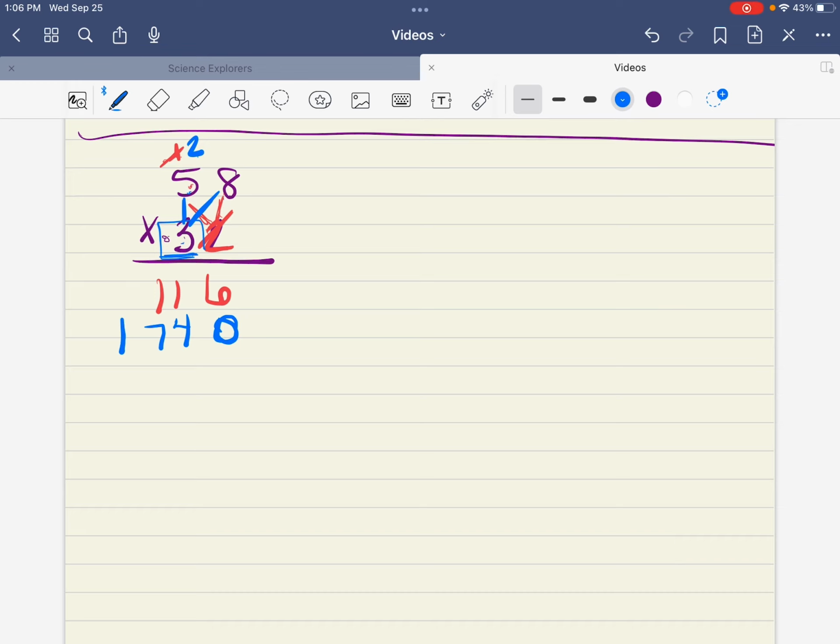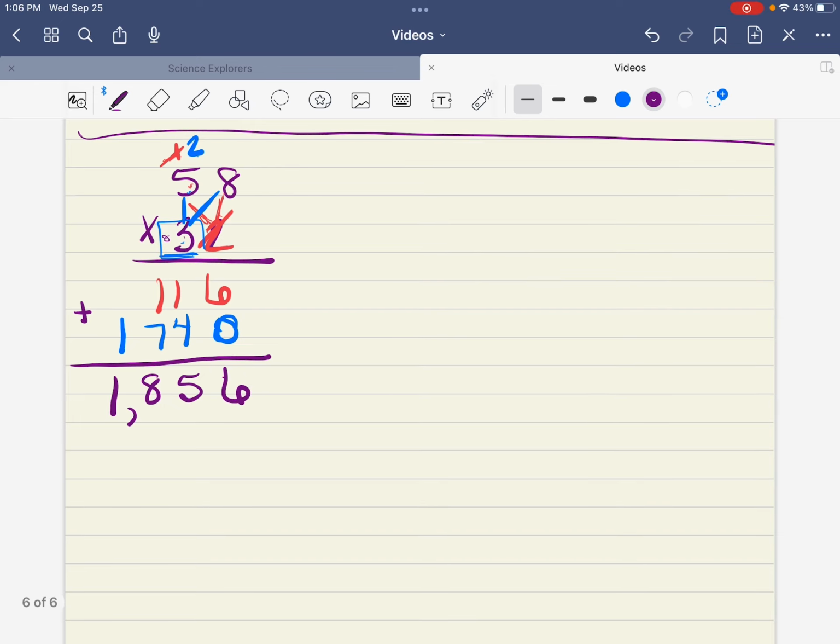Now I have to get a total, so I have to add them up. 6 plus 0 is 6. 4 plus 1 is 5. 7 plus 1 is 8. And 1 plus nothing is 1. Starting at the back, 1, 2, 3, and comma. So our answer is 1,856. Sometimes people get confused with this second line and putting that second line down there.